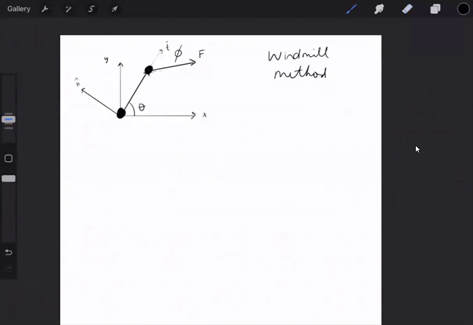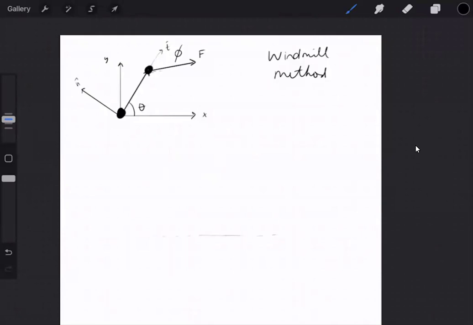I came up with this method when I was having a difficult time trying to figure out a vector as a function of two angles. If you Google windmill method, it's not going to come up anywhere. So hopefully this video can help you figure out how to work it. It's called the windmill method because when you draw the diagram, it can look like a windmill.